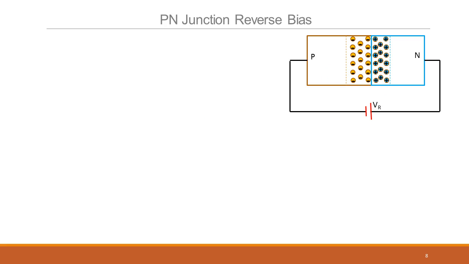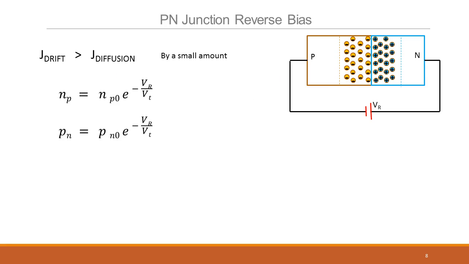And we've seen this before when we did the capacitance, right? Electrons are pulled from this side, and the depletion region widens. The drift current becomes larger than the diffusion current because the applied external bias VR is in the same direction as the bias caused by the built-in field. So the drift current becomes larger than the diffusion current, and there will be a small amount of current.